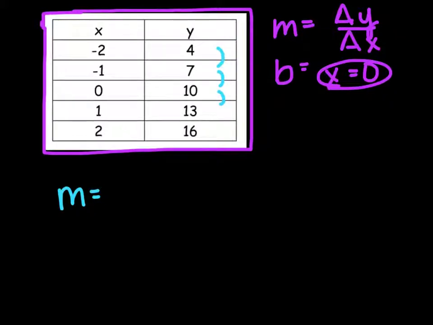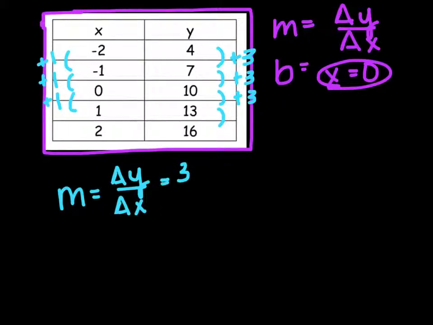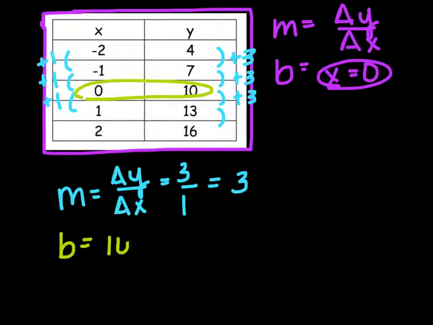So basically what's happening to my y's, and what you should notice is that it's increasing by 3 each time. And then again, what's happening to the x's. On the x side, it's increasing by 1, so this is adding 1. So the change in y is going to be 3, where the change in x is going to be 1. So really this slope then is 3. Now, again, to find the b, I just look to where the x is equal to 0. So my b here is going to be 10.